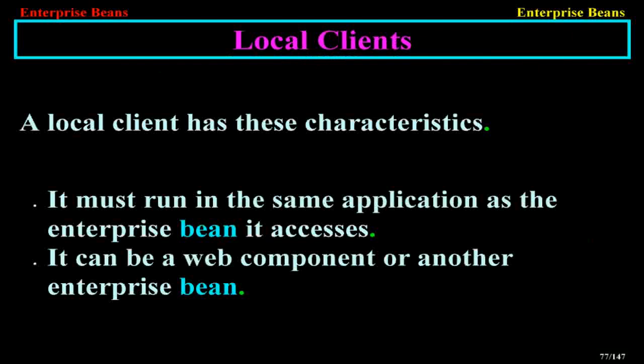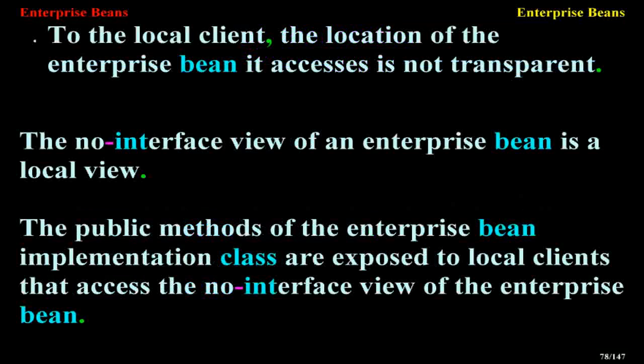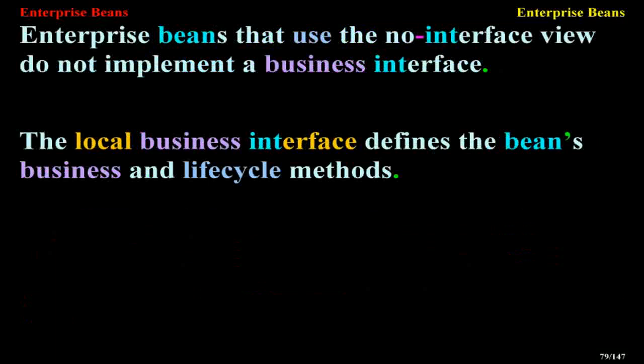Local clients. A local client has these characteristics. It must run in the same application as the enterprise bean it accesses. It can be a web component or another enterprise bean. To the local client, the location of the enterprise bean it accesses is not transparent. The no-interface view of an enterprise bean is a local view. The public methods of the enterprise bean implementation class are exposed to local clients that access the no-interface view of the enterprise bean. Enterprise beans that use the no-interface view do not implement a business interface.